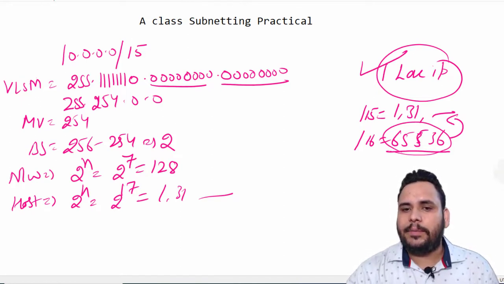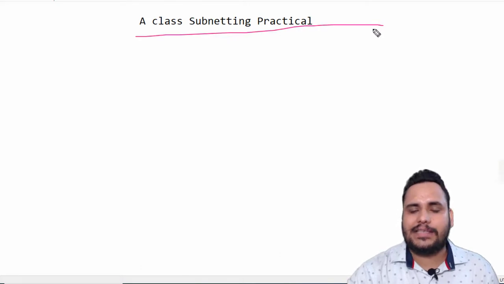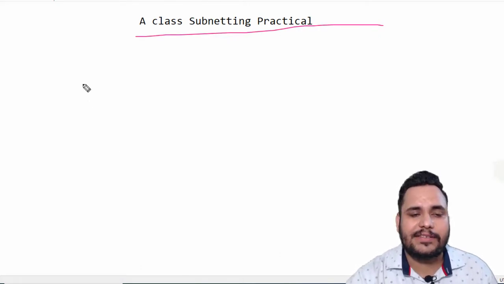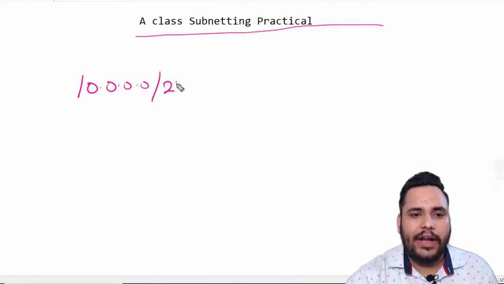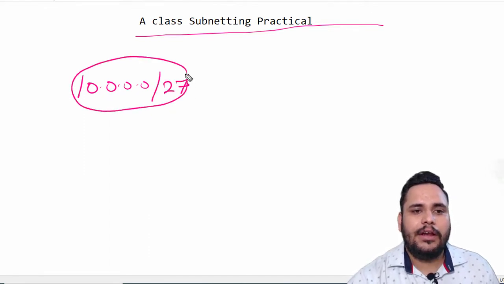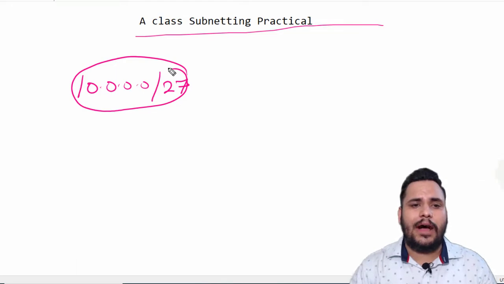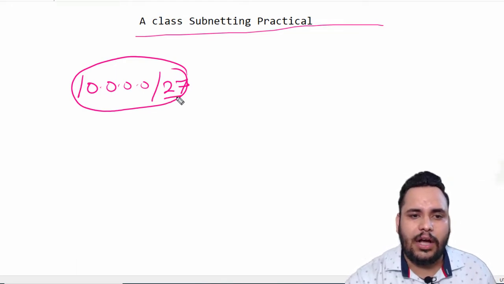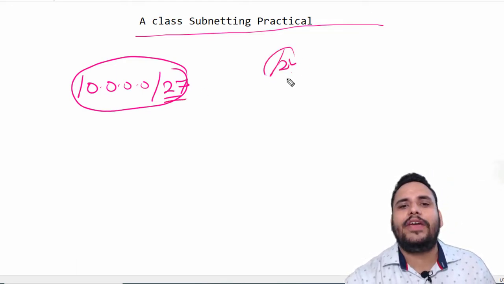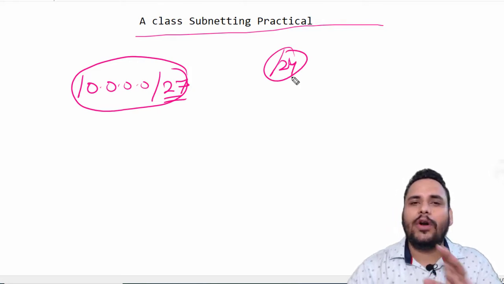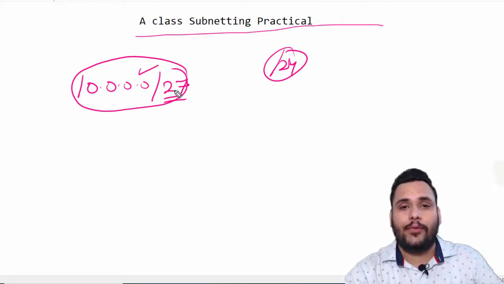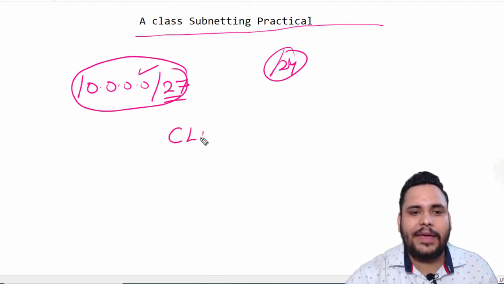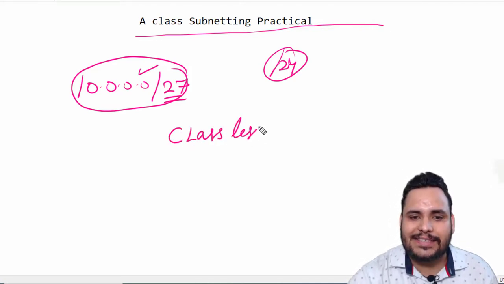But some people feel a problem in A class, like when they get some value like 10.0.0.0/27. Now they are a little bit confused about how to solve this, because after /24 we have to use C class. So don't worry about it. This is not for classful. The concept is based on classless.